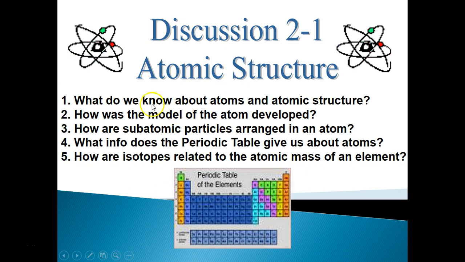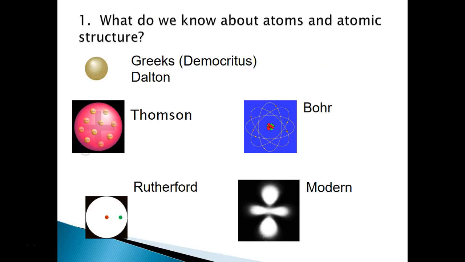Okay, this is discussion 2.1, atomic structure. In this discussion, we're going to talk about what we know about atoms and their structure, how the model of the atom was developed over time, how subatomic particles are arranged inside an atom, what information we get about atoms from the periodic table, and what isotopes are and how they're related to the atomic mass of an element.